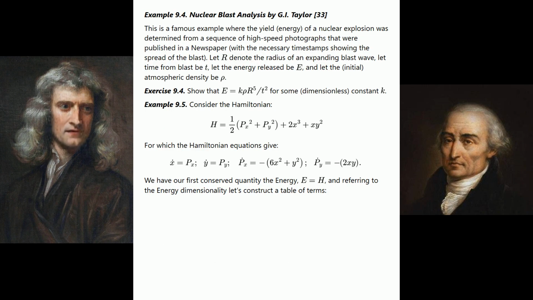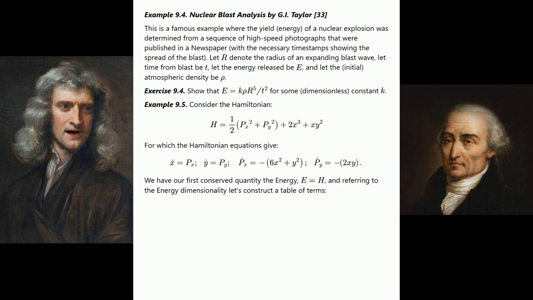Example 9.4. Nuclear blast analysis by G.I. Taylor. This is a famous example where the yield, energy, of a nuclear explosion was determined from a sequence of high-speed photographs that were published in a newspaper, with the necessary timestamps showing the spread of the blast. Let R denote the radius of an expanding blast wave. Let time from blast be t. Let the energy released be E, and let the initial atmospheric density be rho. Exercise 9.4. Show that E equals k rho R to the fifth power divided by t squared for some dimensionless constant k.